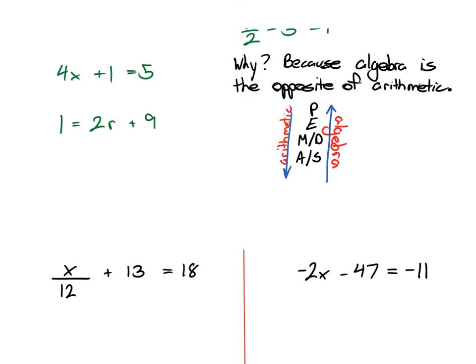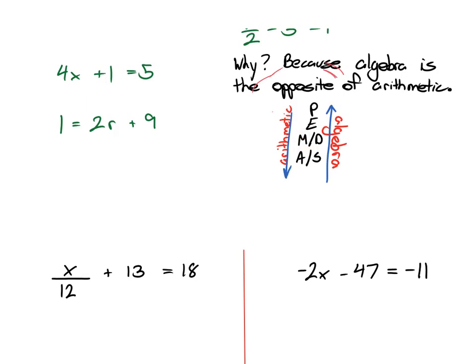Why do we do that? Well, it's because algebra is the opposite of arithmetic. Remember, order of operations when you're working with arithmetic is parentheses, exponent, multiplication, division, addition, subtraction. You're going down the order of operations. But because algebra is the opposite, you also have to do the opposite of the order of operations. You have to reverse the order of operations. You have to go in the reverse order of the operations, in which you start with addition and subtraction, then go to multiplication and division.